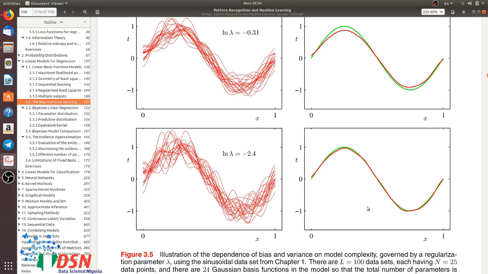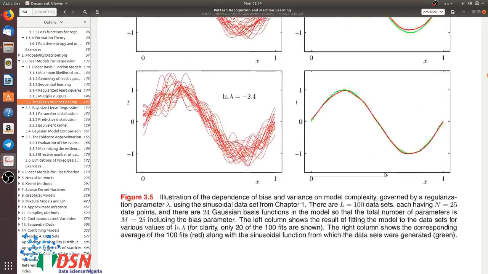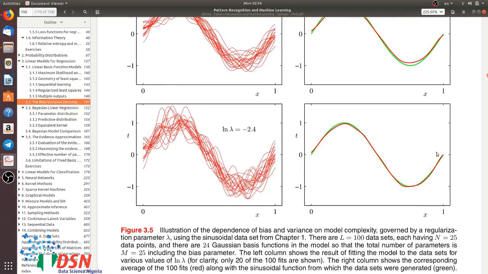And in here you will see that we have a suitable value of lambda in which we actually fitted on the actual line. The green line is the actual line that we want to fit on. So in here we will see that we have the suitable value of lambda.